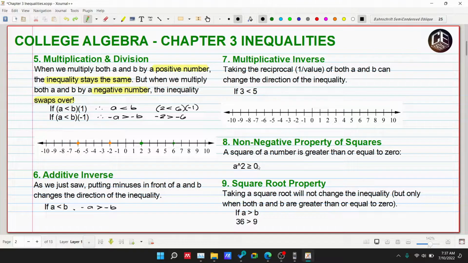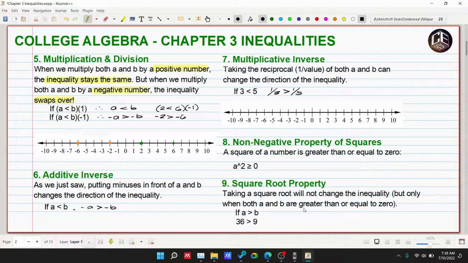Number 7, multiplicative inverse. Taking the reciprocal 1 over the value of both A and B can change the direction of the inequality. For example, 3 is less than 5. Pero kapag kinuha natin yung reciprocal value niya, ano mangyari? Magiging 1/3 and 1/5. So, ano bang mas malaki dito sa dalawa? Yung 1/5 ba or yung 1/3? Syempre yung 1/3, di ba? So, magiging 1/3 is greater than 1/5.